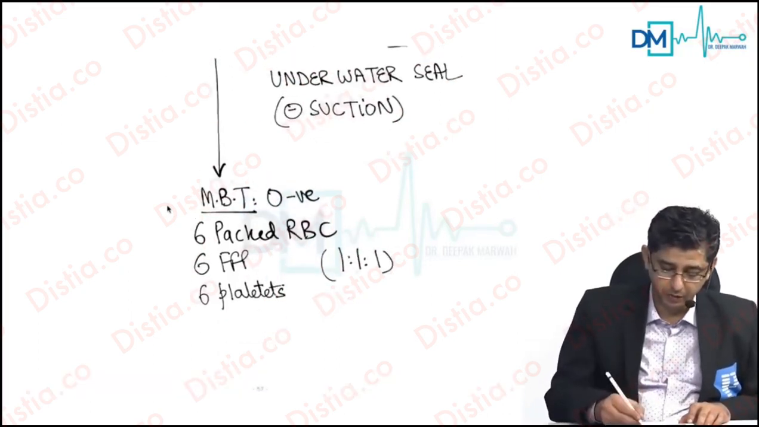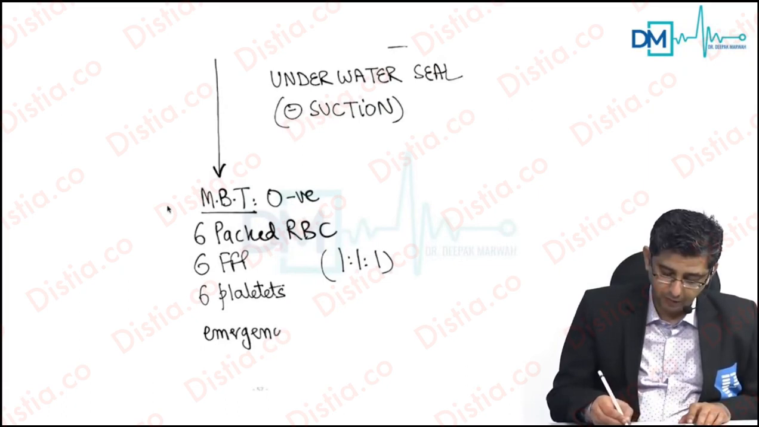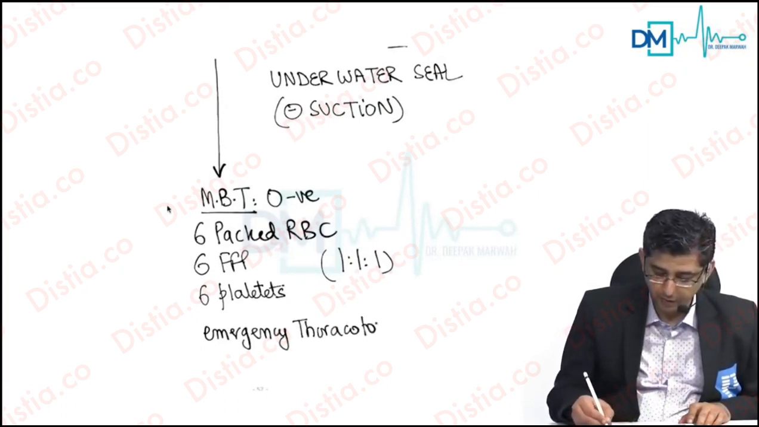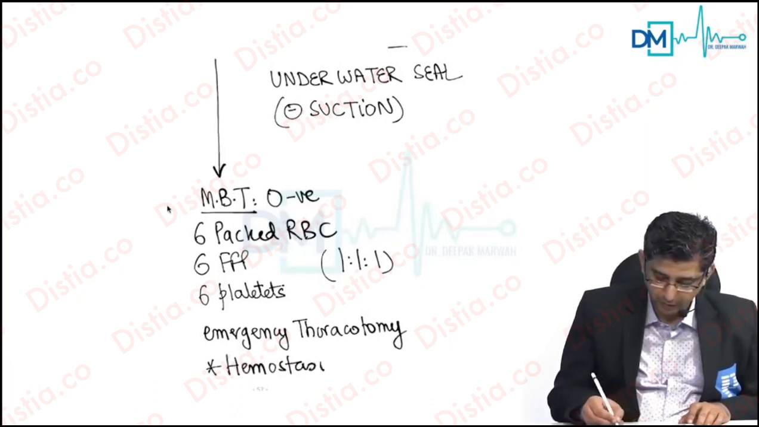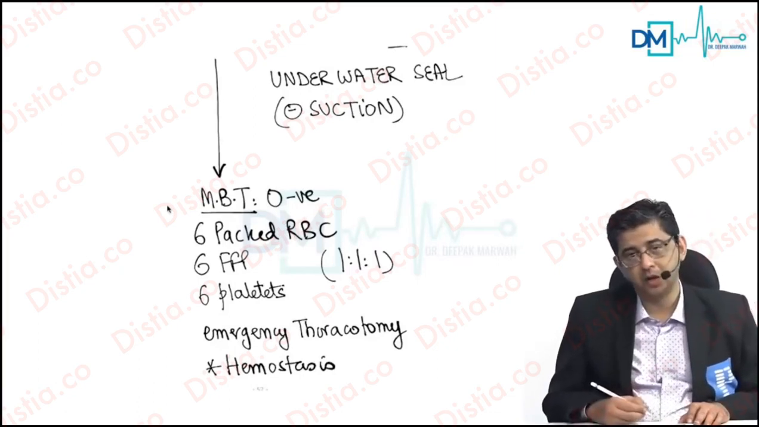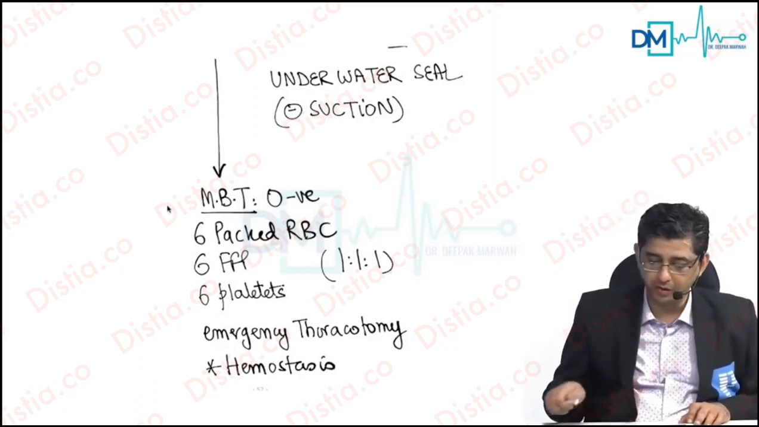Following massive blood transfusion, a surgical team will take over the case from you. They will perform an emergency thoracotomy, operating on the patient to achieve hemostasis. They will also be removing the damaged part of the lung, that is lobectomy or pneumonectomy, and they will also be going in for bullet retrieval.